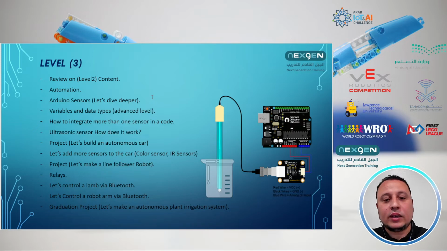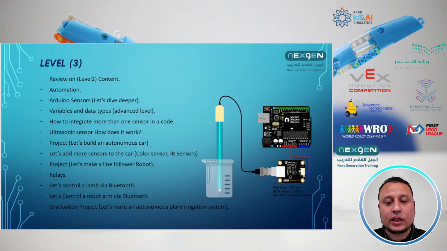Then we're gonna deal with Arduino sensors again for the third time, and this time we're gonna dive deeper. And then variables and data types, and this time at an advanced level. Next, we're gonna move to how to integrate more than one sensor in a code, integration of many sensors together, and then ultrasonic sensors, how they work. And the project this time will be, let's build an autonomous car.